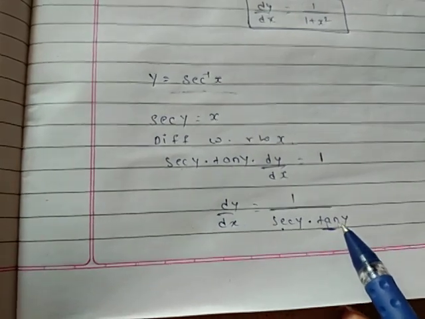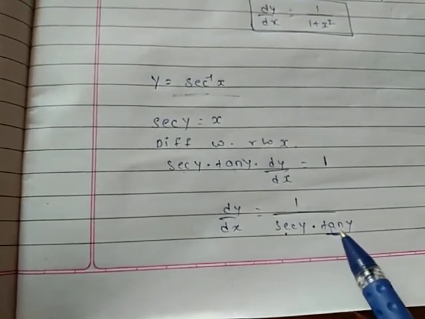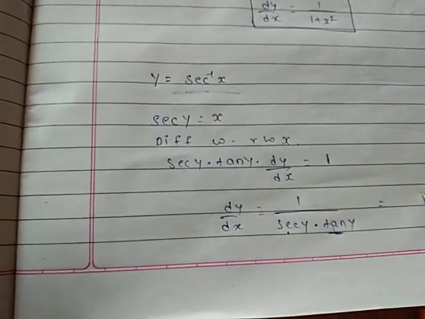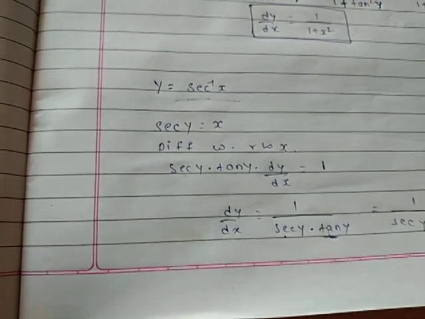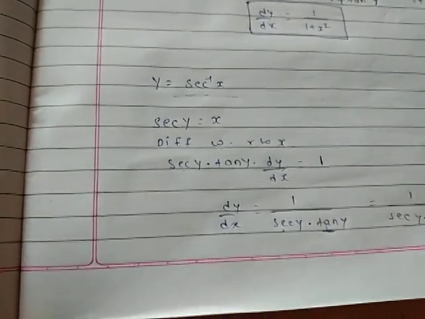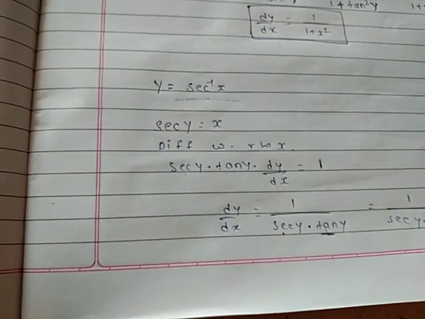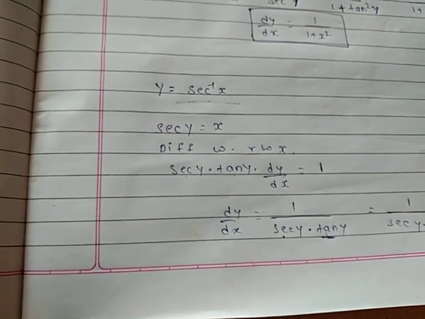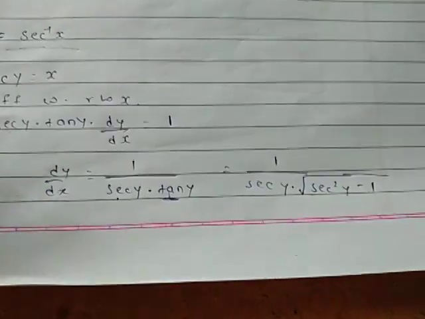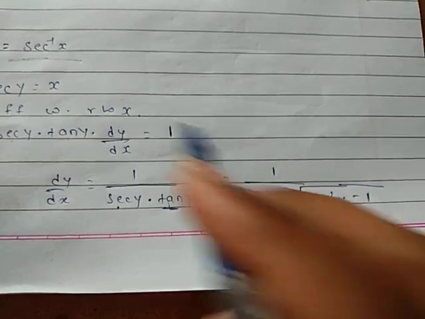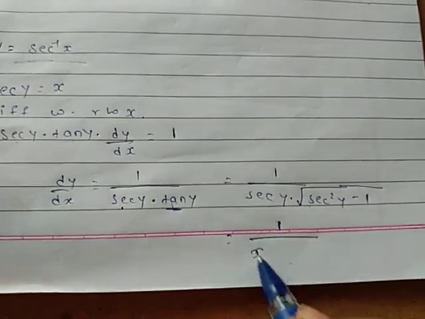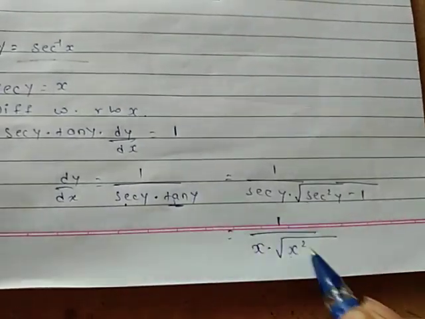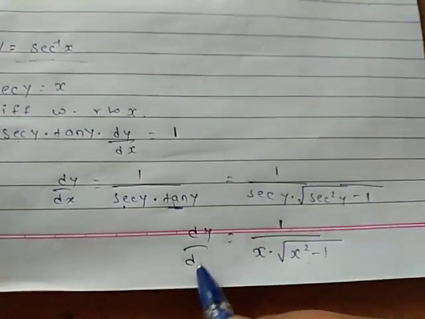So we have the standard identity for the tan function. It can be said that 1 divided by secant y, and the tan y function can be changed to the root of secant square y minus 1. Since we know the value of secant y as x, secant square y means x square. So 1 divided by x into root of x square minus 1 is nothing but dy by dx.